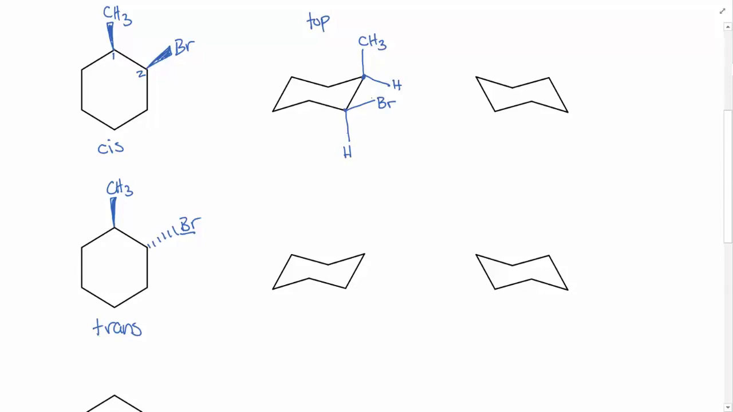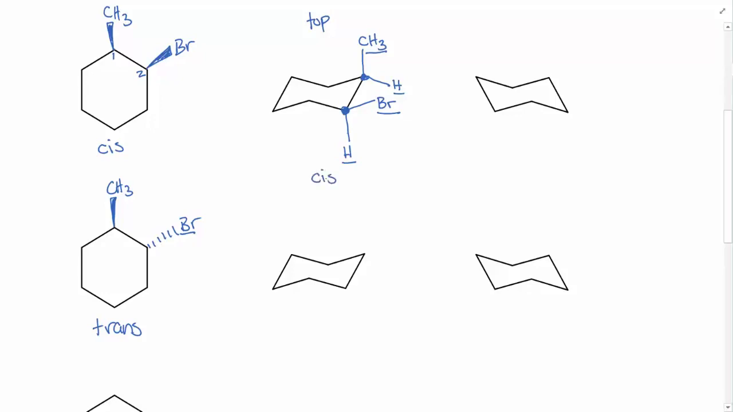So what you do to figure out if you were given just the chair conformation is you'd look at one carbon and you'd look at the two substituents on it, the H and the Br, and you'd say, okay, the Br is closer to the top of the ring. You'd look at the other carbon and you'd say, okay, there's an H and a CH3, and the CH3 is closer to the top of the ring. Both substituents are closer to the top of the ring, and so this is cis.